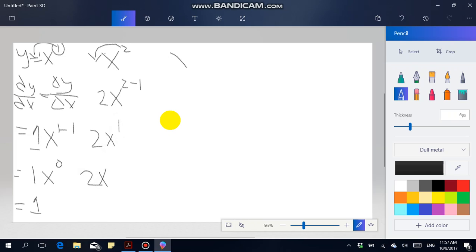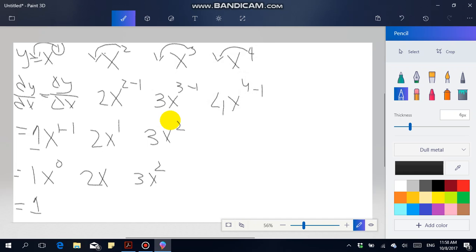Right? For example, if I have x cubed, then for x cubed again, I'll multiply this power of x with x. So this would be 3x. And then I'll subtract this power by 1. So 3 minus 1 is 2. So my final answer would be 3x squared. For example, it's x raised to the power 4. With x raised to the power 4 again, I'll bring the power of x over here, multiply it by x, and I'll subtract the power by 1. So this would be 4x. 4 minus 1 is equal to 3. So this would be 4x cubed.